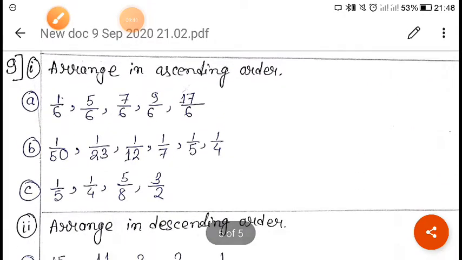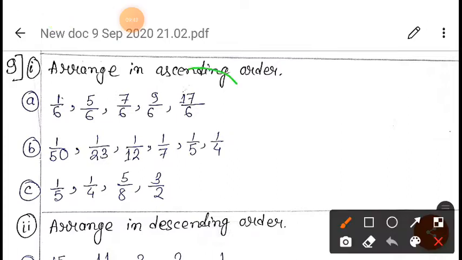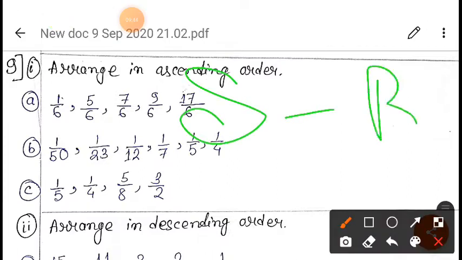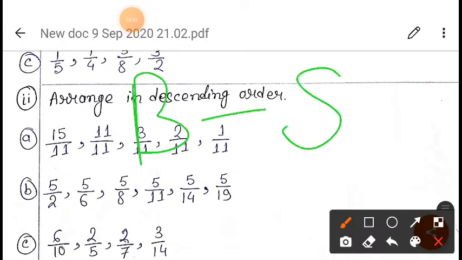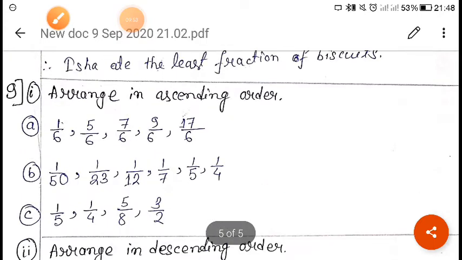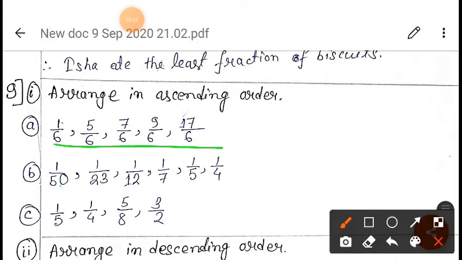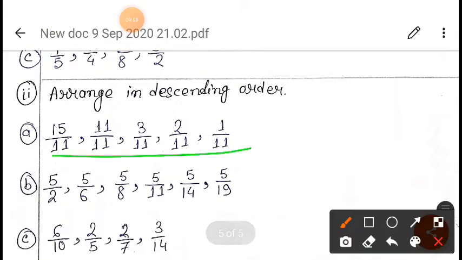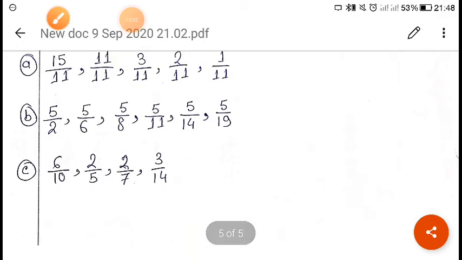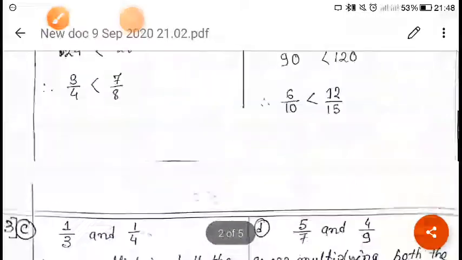Now next is ascending and descending order. Ascending order we know, right? From smaller to bigger is ascending order, and descending order is what? From bigger to smaller, right? I have already done this, you can see, and you just try to practice it at home, not looking here, but by your own understanding, right? So this was all about exercise 5.7, right?